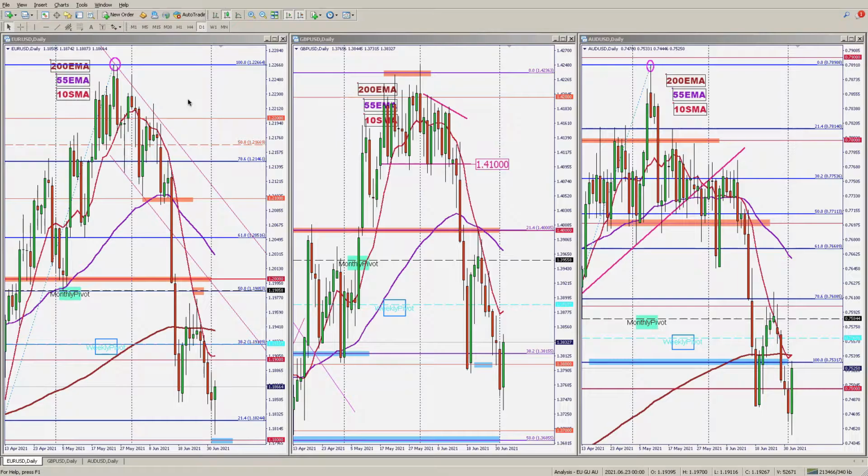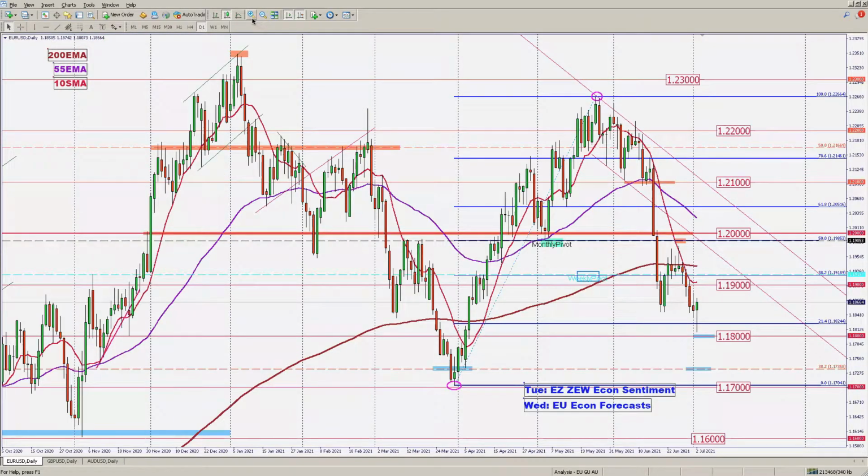And this is the weekly technical analysis for the Euro, the cable, and the Aussie dollar. For the first week of July, let's begin with the Euro.